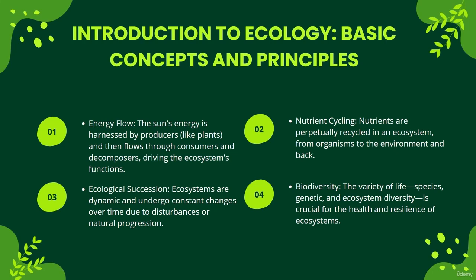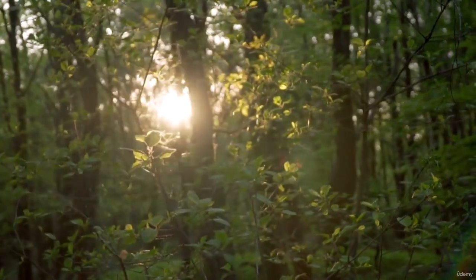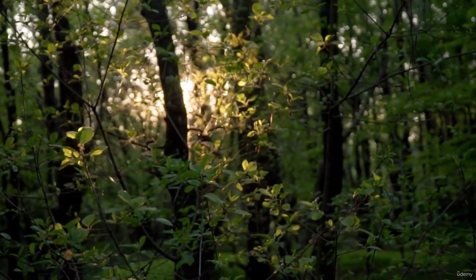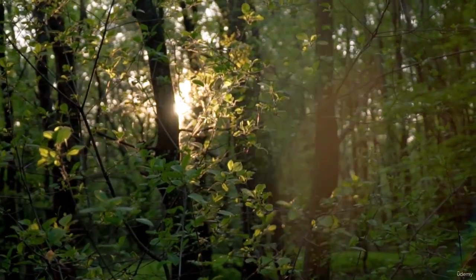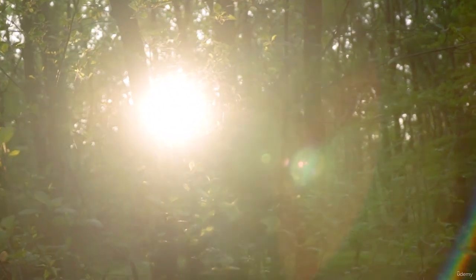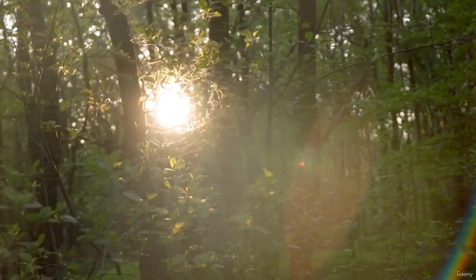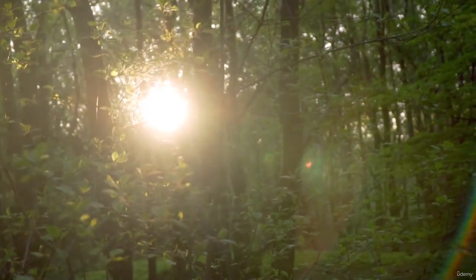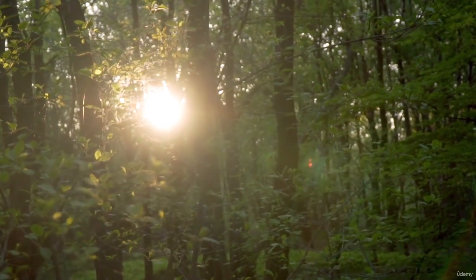The sun energy is harnessed by producers like plants, and then it flows through consumers and decomposers, driving the ecosystem function. Consumers are the components, the parts who take the sunlight through plants. Decomposers are the elements in the environment that decompose everything that is there on Earth.